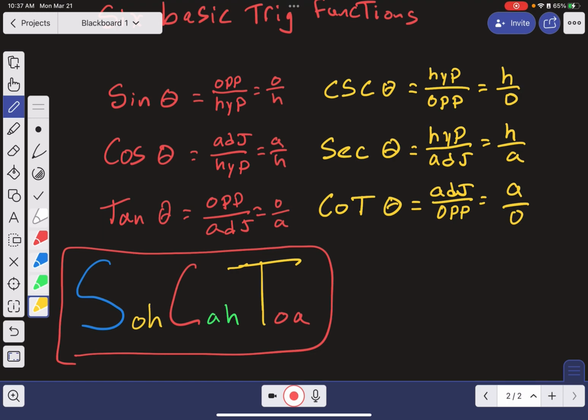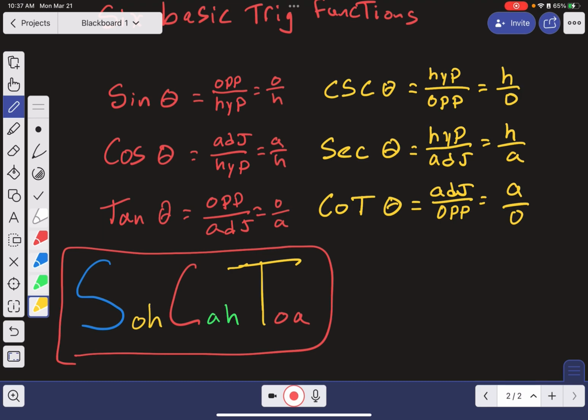How do I remember it? C goes with S. C goes with S. S goes with C. And that's how I keep them straight in my head. Okay. It's not SSCC. No. S goes with C and C goes with S when you're writing them.